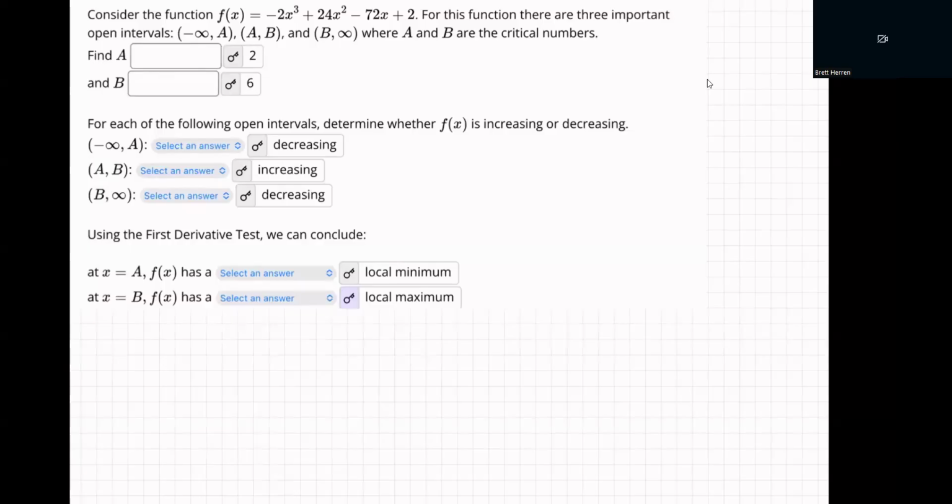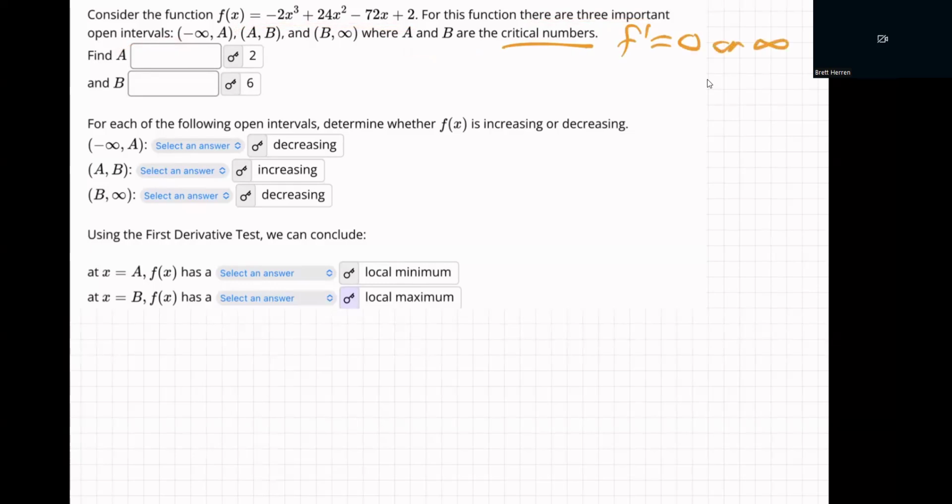Okay, in this question, we've got a function, and they say there's three important intervals. A and B are critical numbers. So how do we find critical numbers? They're places where the derivative is zero or infinity.